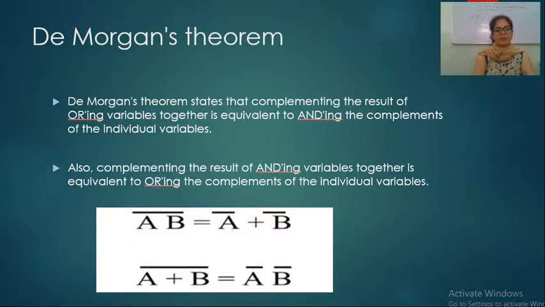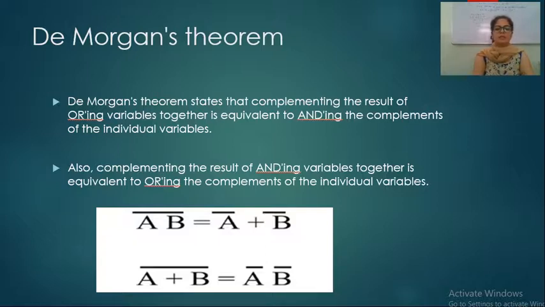Multiple theorems are available in computer science, and we mostly make use of these theorems in machine learning and artificial intelligence to solve the expressions. But in your syllabus you just have to know the definition of De Morgan's theorem. The definition is: De Morgan's theorem states that complementing the result of ORing variables together is equivalent to ANDing the complements of individual variables.